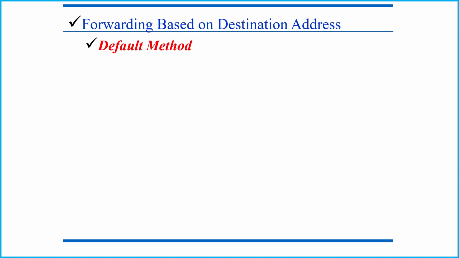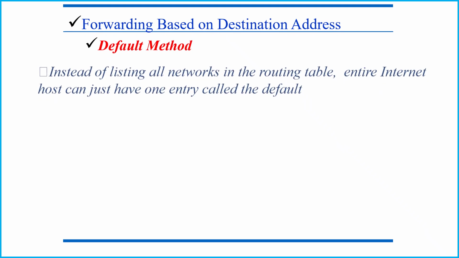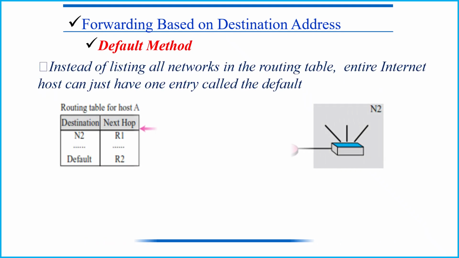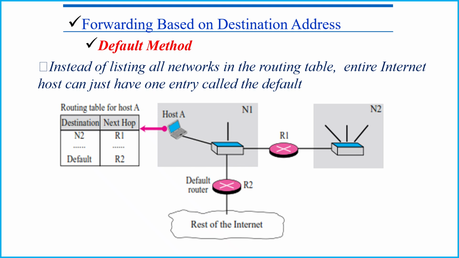The next method is the default method, where instead of listing all networks in the routing table, the entire internet host can have one entry, which is called a default entry.